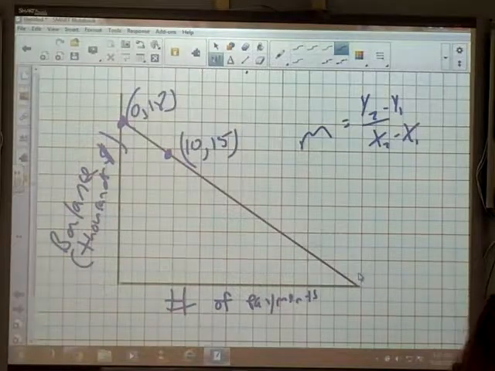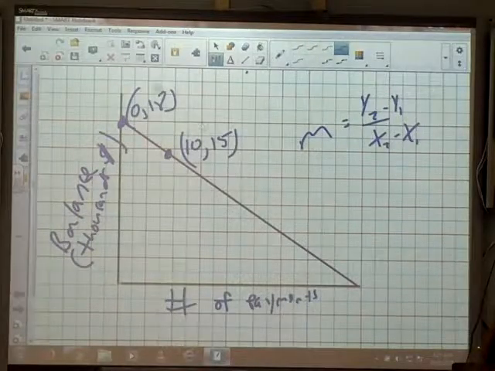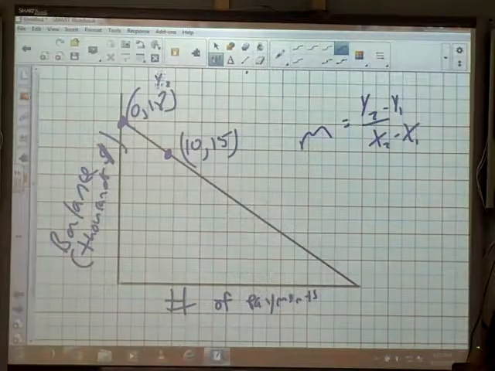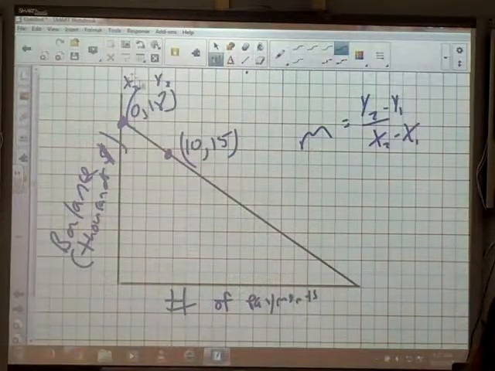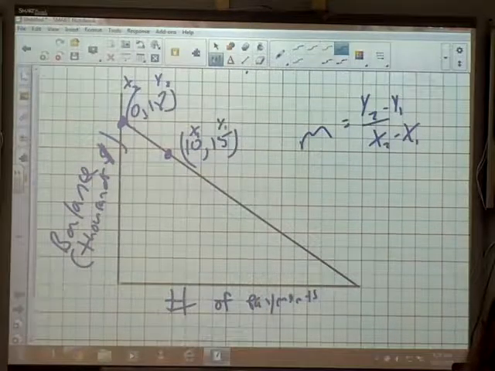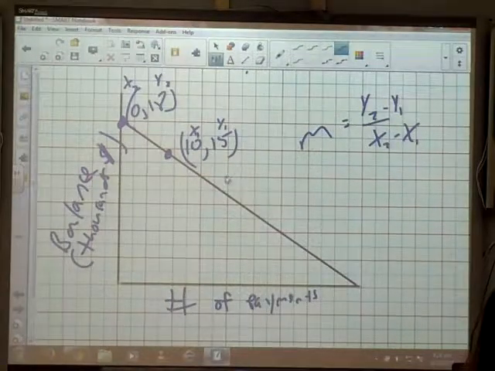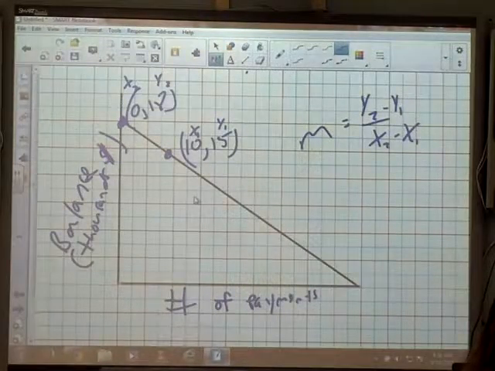Which one of these do you want to use as your y2? My y's are 18 and 15. 18. Okay, if I use that one as my y2, that means 0 has to be my x2. They got to go together. You can't have a 1 and a 2 up there, right? So this one will be my x1 and my y1. Now, what if somebody else said they wanted their 15 to be the y2? Could they do that and get the right answer? Yeah, as long as they stayed consistent.